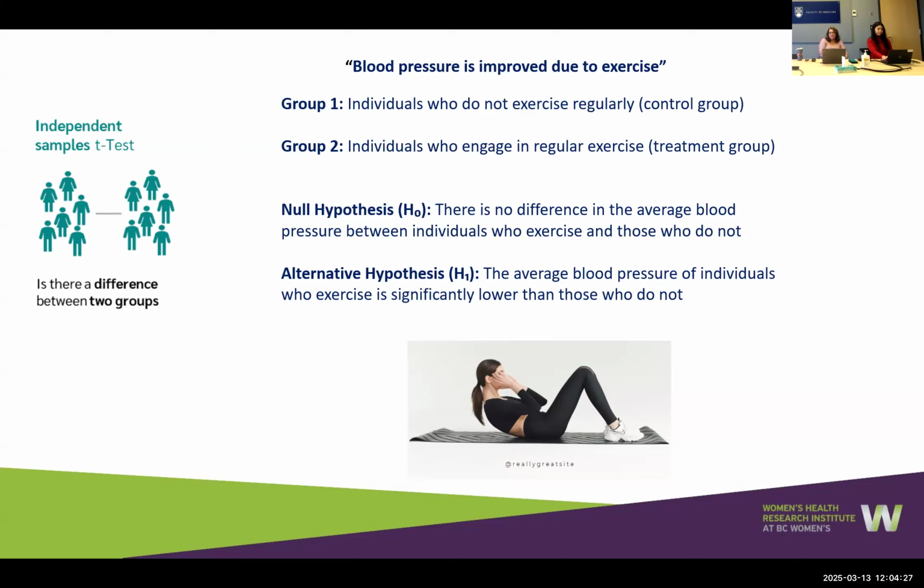In this case, our null hypothesis will be there is no difference in average blood pressure between individuals who exercise and not. And the average blood pressure of individuals who exercise is significantly lower than those who do not. This will be our alternative hypothesis for this specific test.